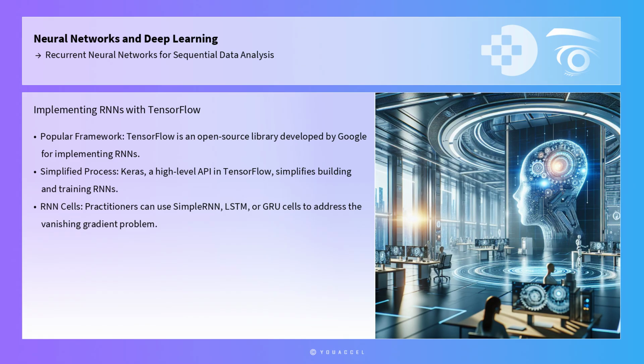These cells address the vanishing gradient problem, a common challenge in training traditional RNNs, by introducing mechanisms that regulate information flow and retain long-term dependencies.